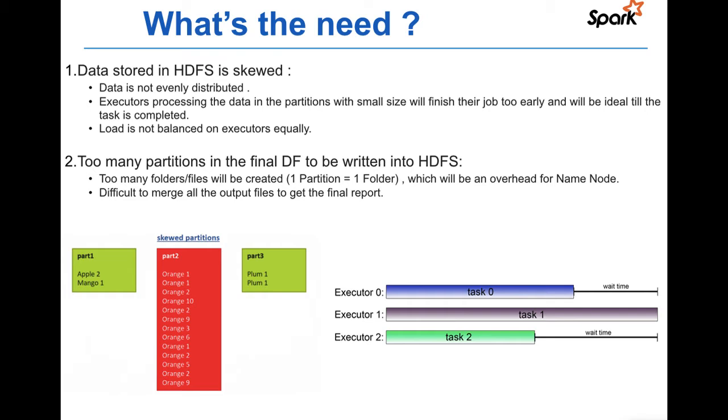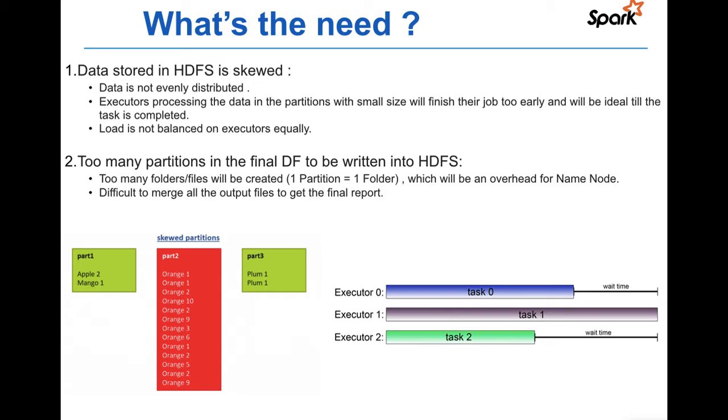Now if we process this data, then executor 1 and executor 3 working on data node 1 and data node 3 will complete their task too early as compared to executor 2. Here executor 1 and executor 3 are doing nothing for 50% of the total execution time. We can say load is not balanced on executors equally. If the file size is huge and it is highly skewed, then we might face serious performance issues due to skewed data. Now let's come to the second scenario.